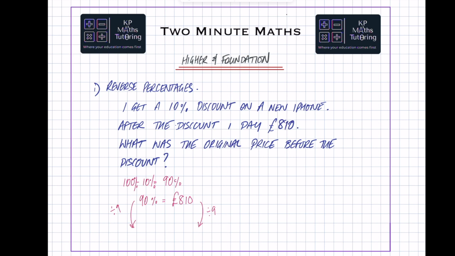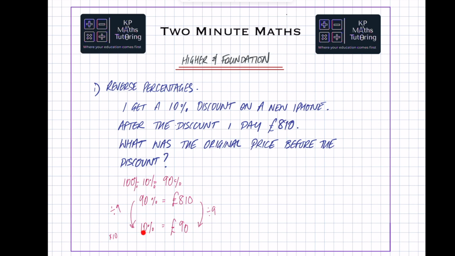Then from there, what you want to do is figure out how to get to 10%, or it could be 1% depending on the value. So to get from 90% to 10%, I divide by 9. A common mistake here is that a lot of people divide by 10. You need to divide by 9 because you need to get to 10%. So you divide this side by 9 as well.